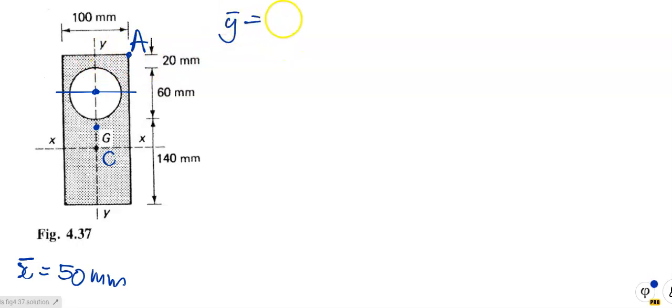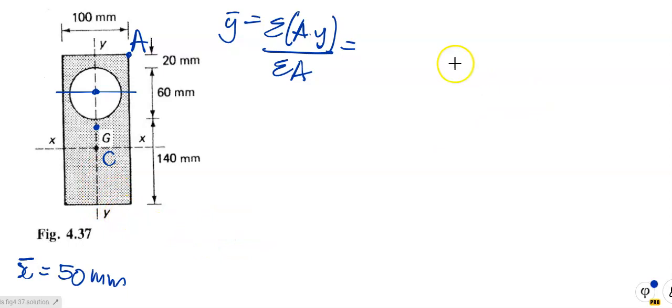Bar y is equal to the sum of the area of the element times y over the total area. How many elements make up this here? 2. A rectangle and a circle. So I'm going to take the rectangle as the big one. Its dimensions are 100 times 220, times y. Y is the distance. There's my centroid for the rectangle. It's the distance from there to there, which is half of 220, which is 110.